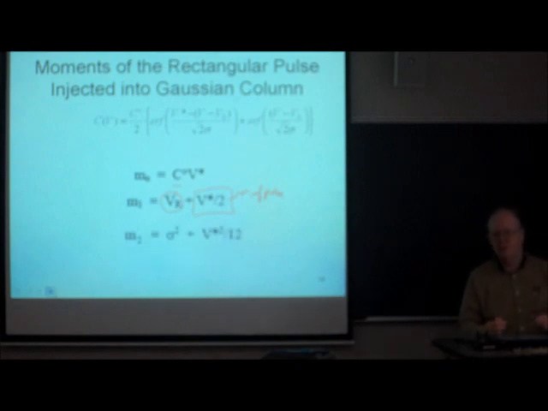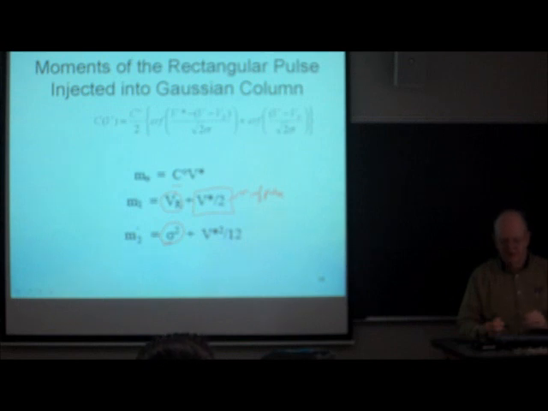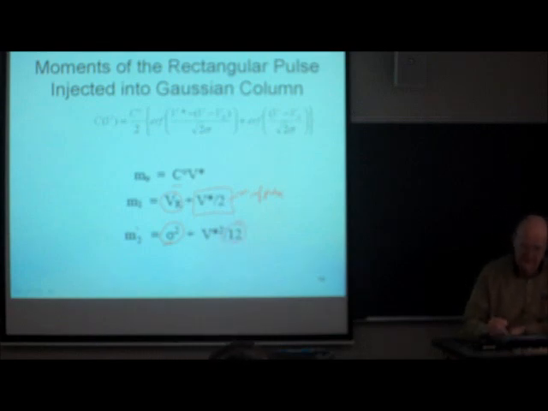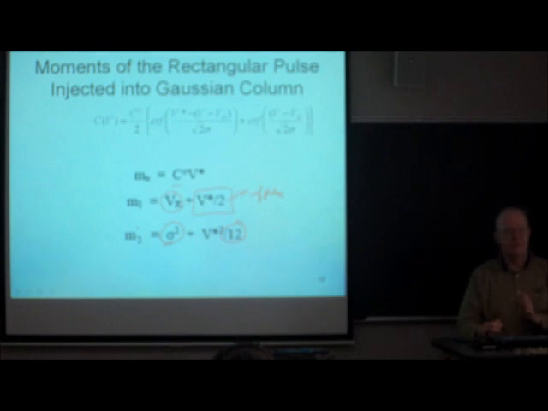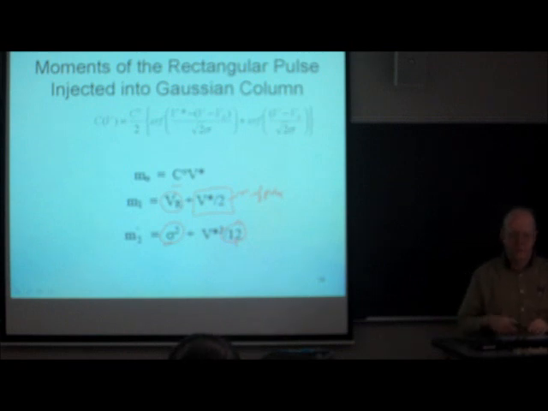The second central moment is the sigma squared of the Gaussian, that is the sigma squared of the column, plus V star squared divided by 12. And that's not an approximation. It's exactly 12.0000. This turns out to be the second central moment of just a pulse. What this is saying is that the moments are additive characteristics of the underlying distribution.